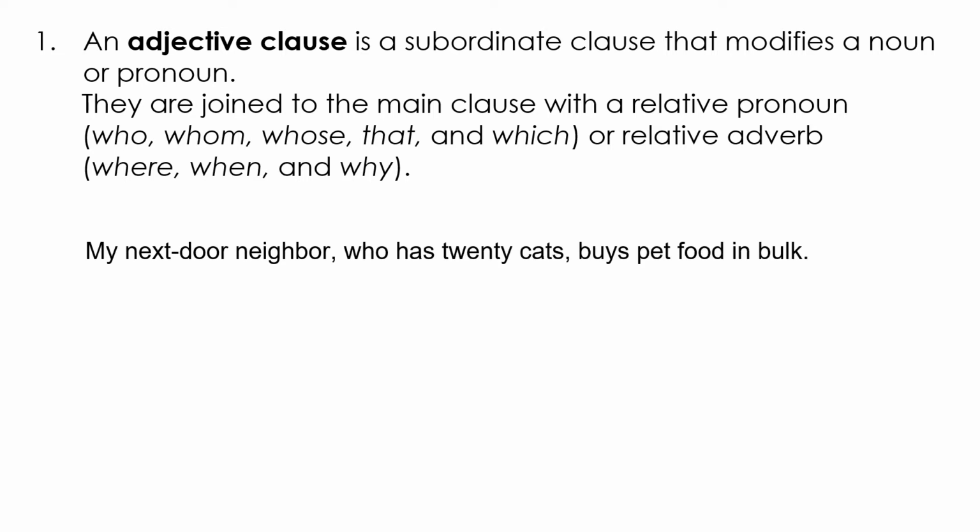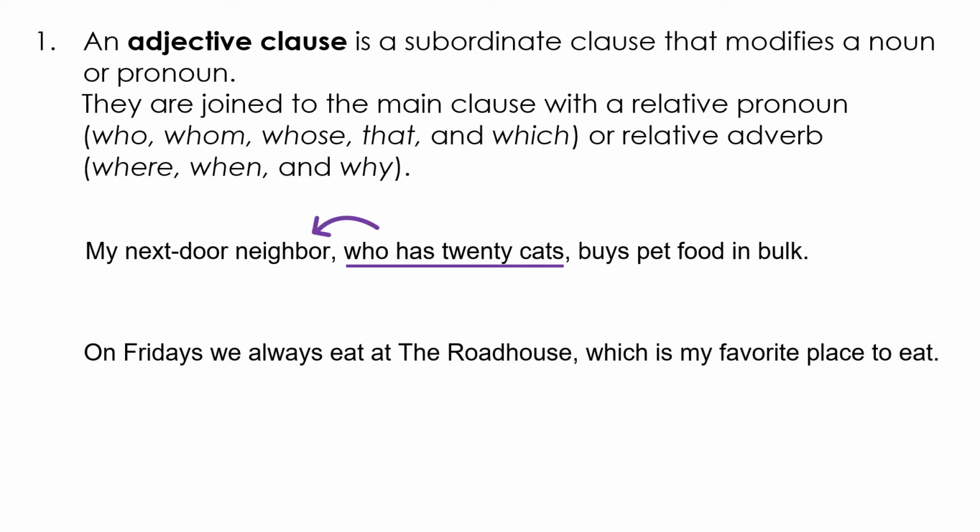My next door neighbor, who has 20 cats, buys pet food in bulk. Who has 20 cats is an adjective clause describing neighbor. On Fridays, we always eat at the Roadhouse, which is my favorite place to eat. Which is my favorite place to eat is an adjective clause describing Roadhouse.